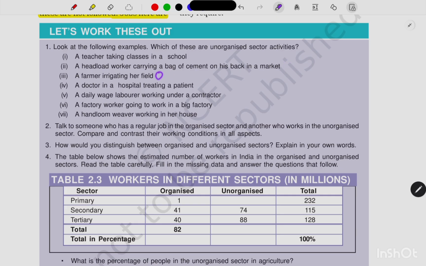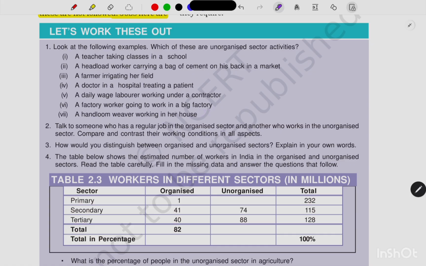O, because it's her field? Wait, we can't say that. U. A doctor in a hospital treating a patient, O. A daily wage laborer working under a contractor, that's a U. Next, a factory worker going to work in a big factory. If it is a big factory and it's reputable, then obviously it has to be organized. A handloom weaver working in her house.